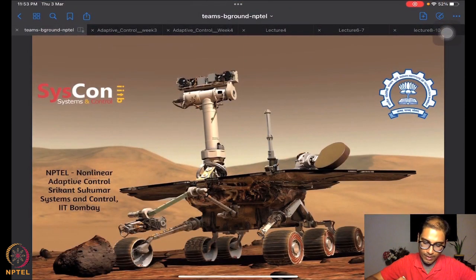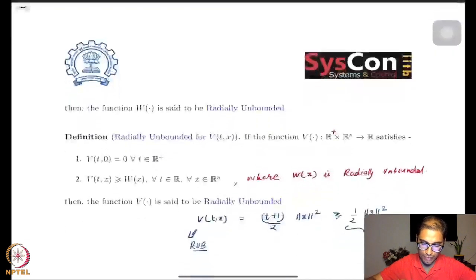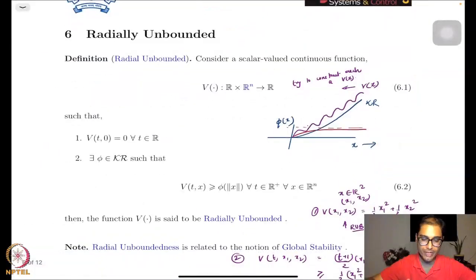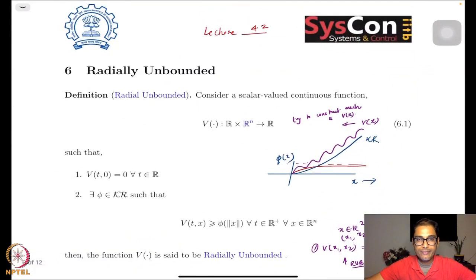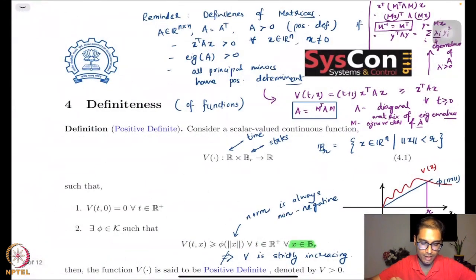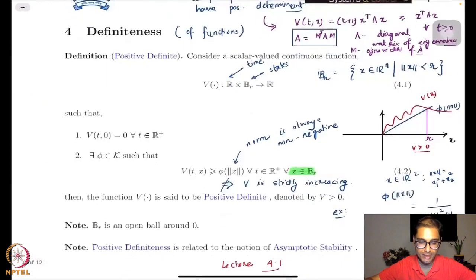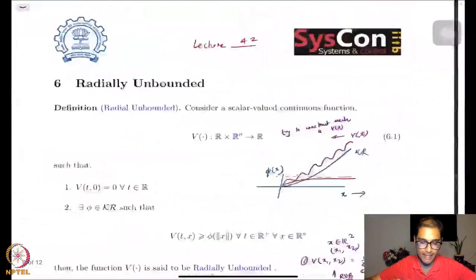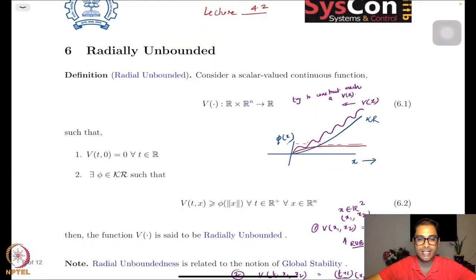Last time we were looking at the notion of radial unboundedness. We had started with these special functions, which we are going to use subsequently in Lyapunov theorems. The first property that we looked at was the property of definiteness, so we looked at positive definite functions. And then last time we looked at radially unbounded functions in some detail.